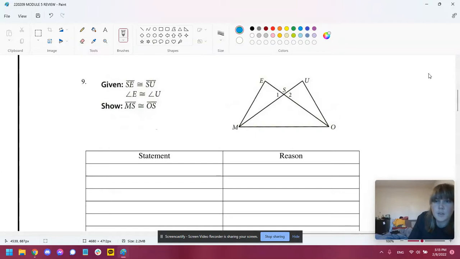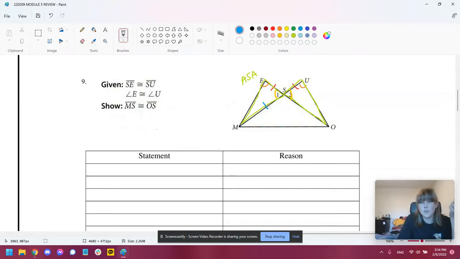Okay. This one we're just going to write, right? I like to figure it out on the diagram first, and then afterwards just write down what I said. So I'm going to do it in a rainbow order so I remember what order I was doing. They told me that SE equals SU. That was given. They also told me that angle E was equal to angle U. That was given. I can see that angle 1 is equal to angle 2 because they're vertical with each other. They're right across from each other. Which means by angle side angle, this whole triangle is equal to this whole triangle.